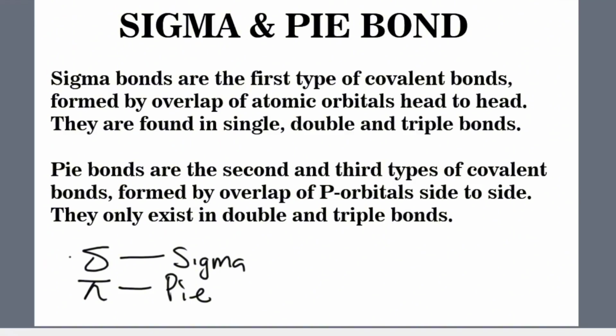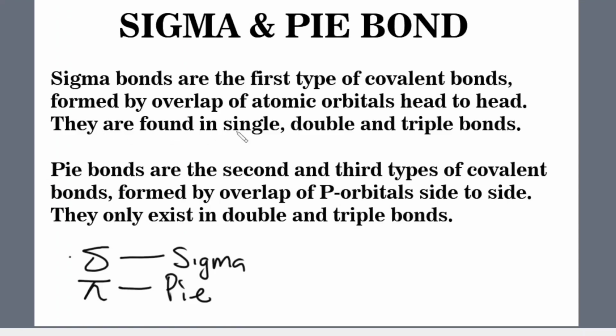So today we'll be dealing with sigma and pi bonds. So what are sigma and pi bonds? Sigma bonds are the first type of covalent bonds, formed by overlap of atomic orbitals head to head.